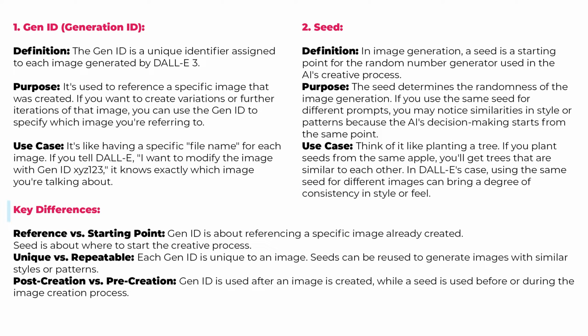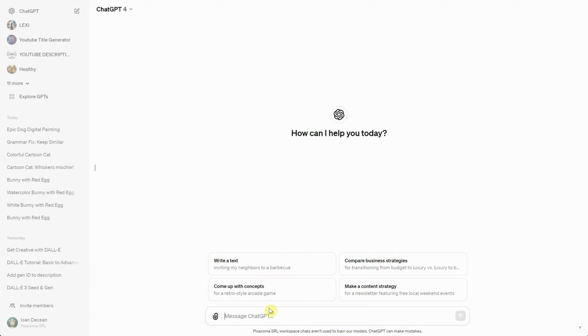Here are some key differences. Gen ID is about referencing a specific image already created. Seed is about where to start the creative process. Each Gen ID is unique to an image. Seeds can be reused to generate images with similar styles or patterns. Gen ID is used after an image is created, while a seed is used before or during the image creation process. Let's test it with another example.